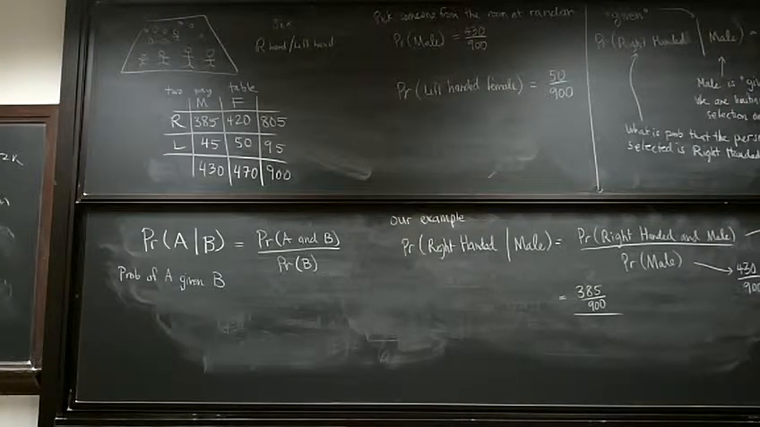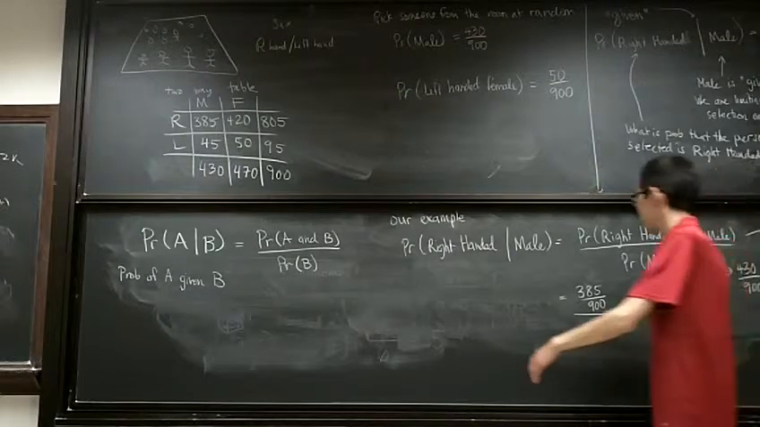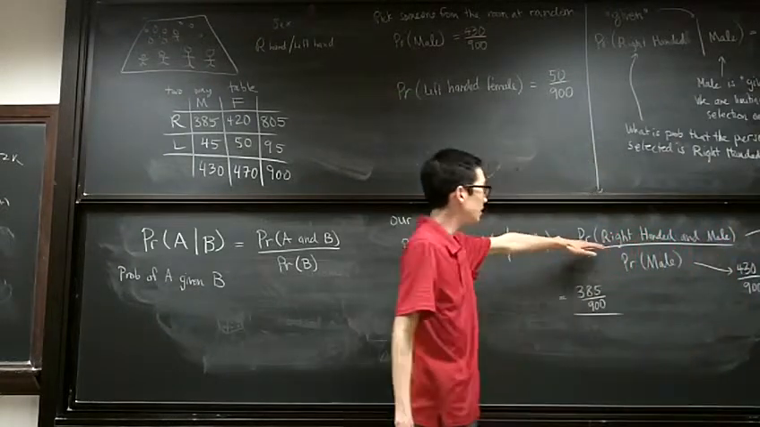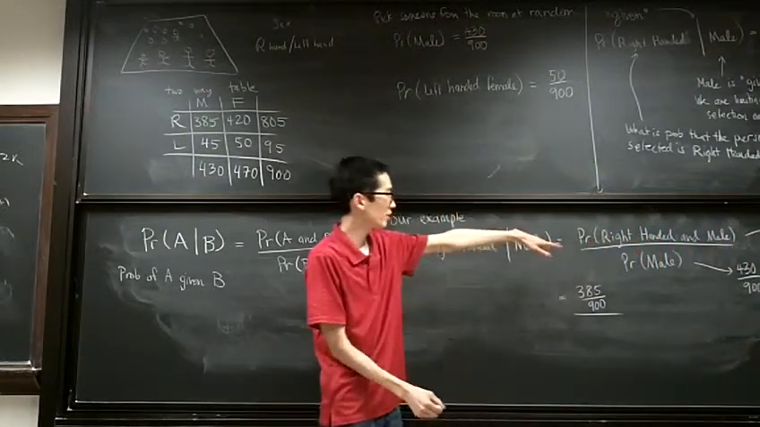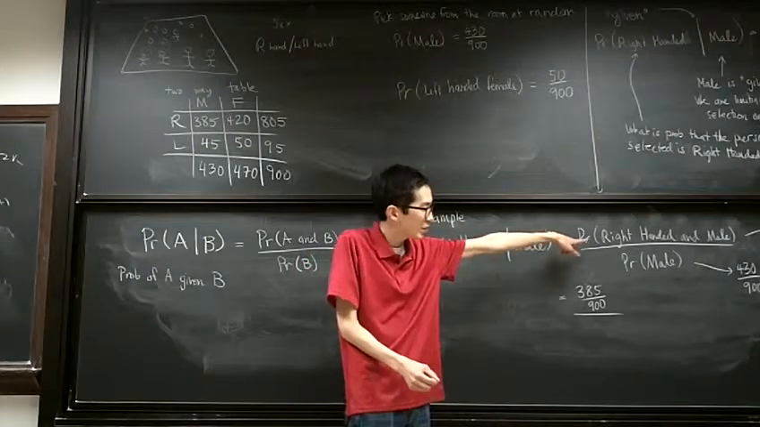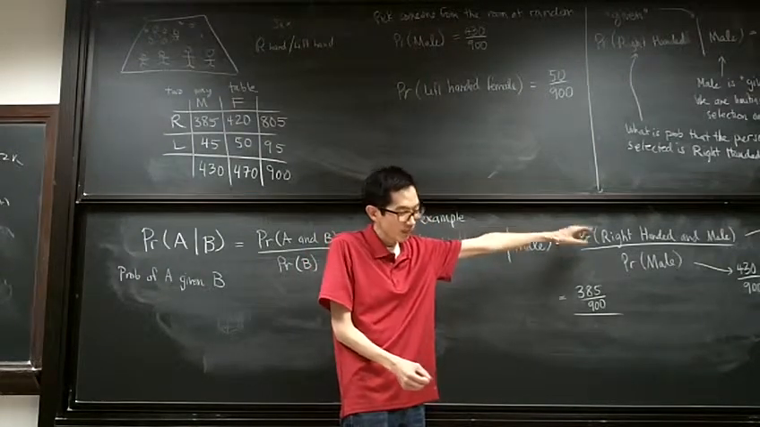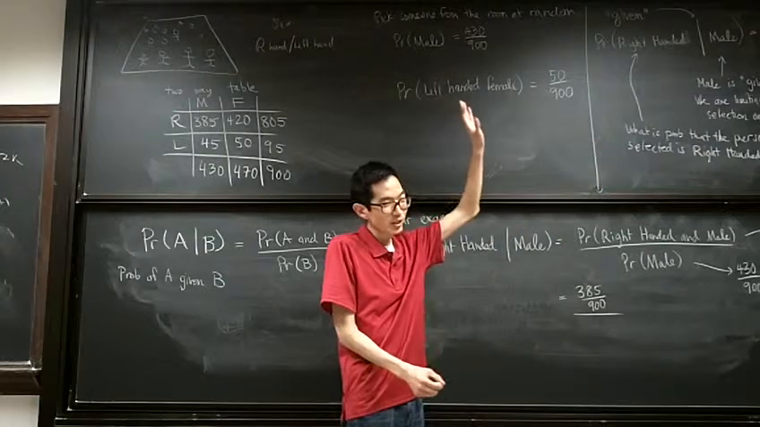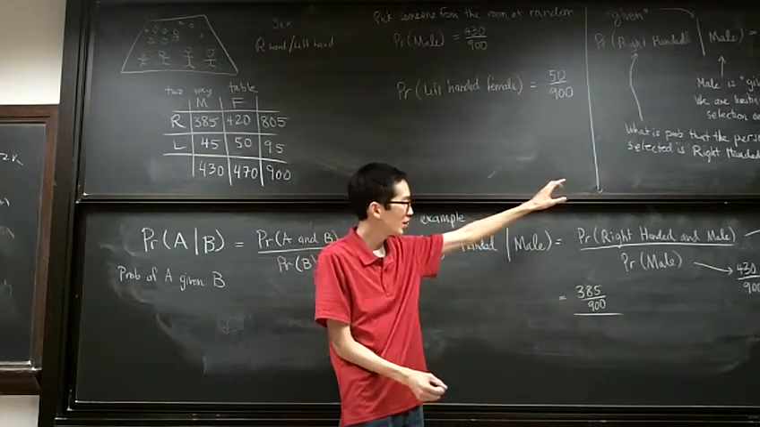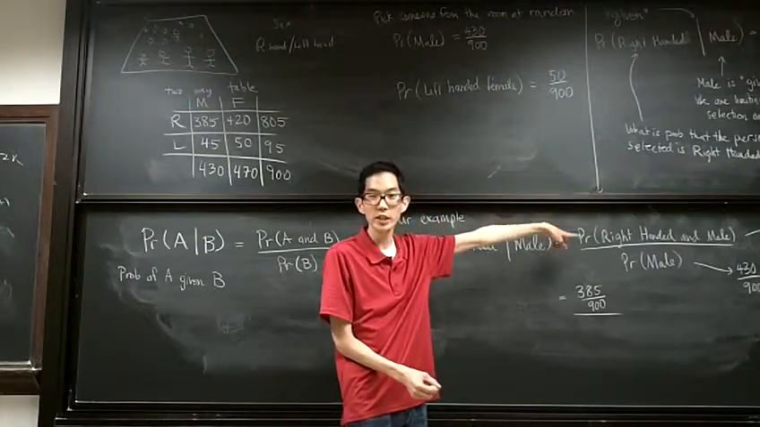Okay. Are these okay? You have a question? When I see right-handed and male, I kind of thought the male meant all the males, but it's like everybody in the class. This is just right-handed and male. So when you see probability of right-handed and male, that just means if I pick someone at random from the entire room, what's the probability that this person is right-handed and male?